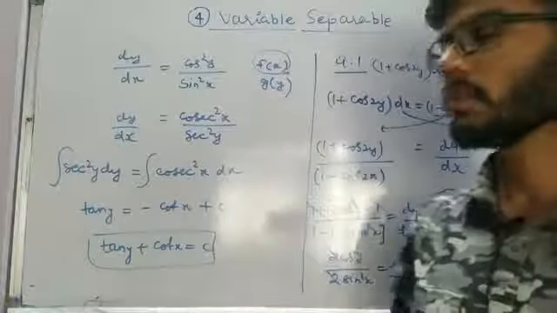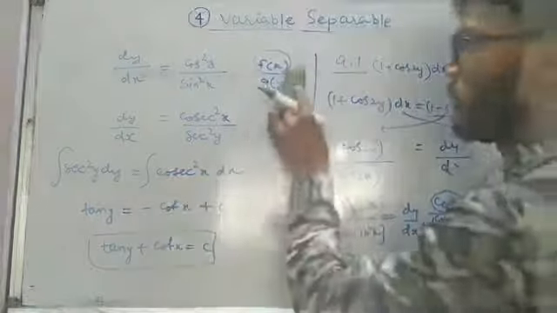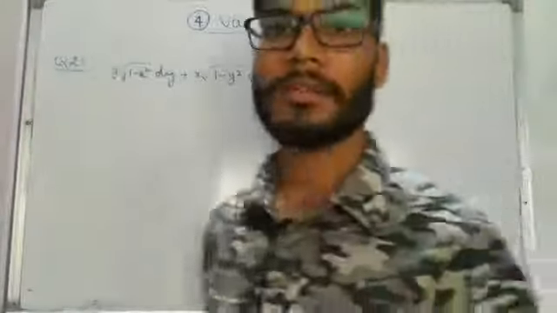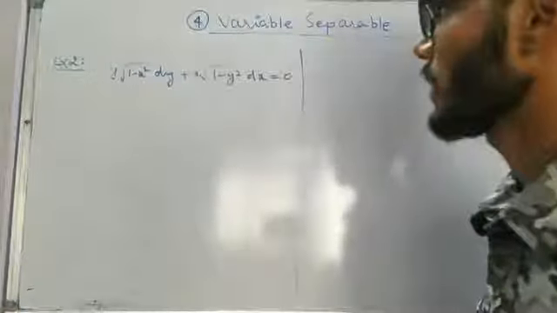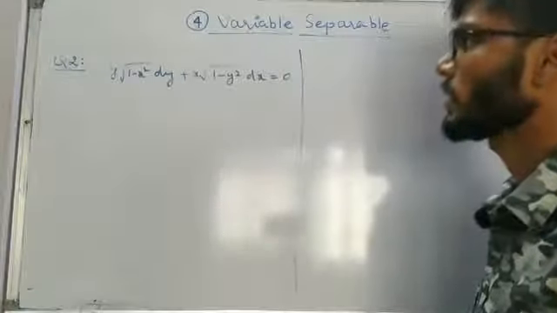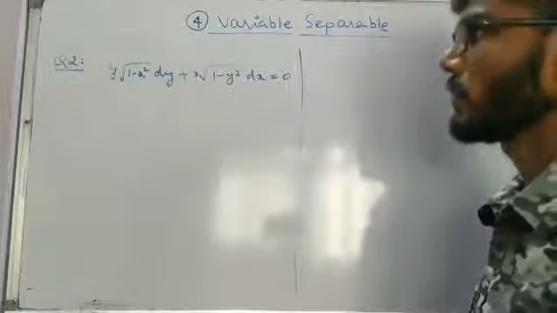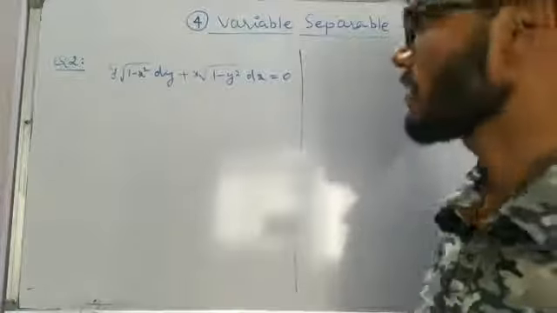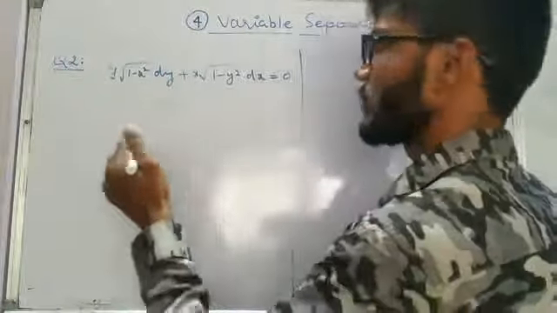So let us have a look at one more example so that we can understand it properly. Now let us look at problem number 2, and the problem I have taken is y√(1 − x²) dy + x√(1 − y²) dx = 0, and we have to solve this differential equation using our variable separable method. So first we have to convert it into the form of dy/dx.